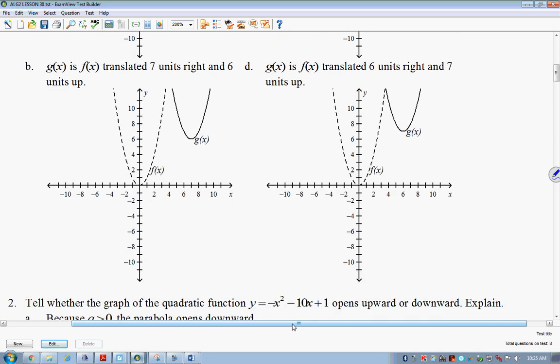Okay, both those graphs, don't both graphs look like the same thing? Okay, so we're going to have to go into the description. G of x is f of x translated 7 units to the right, 6 units up. That's what B says. D says g of x is f of x translated 6 units to the right, 7 units up. So they're really close, but there is a difference, right? Which one is my correct answer? B. Good. Okay.